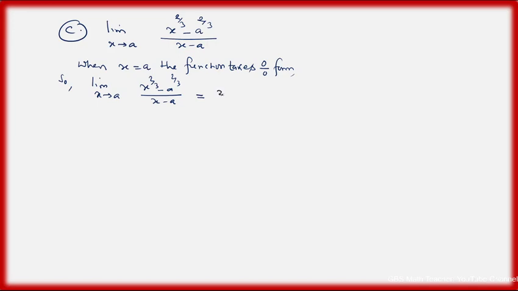Here n is 2 by 3, so n minus 1 gives 2 by 3 times a to the power minus 1 by 3. It will be a to the power minus 1 by 3, or in positive form. In general, we keep it in positive form. 2 by 3 times a to the power 1 by 3 is the answer. Yes, Sijan Kumar, you are right.